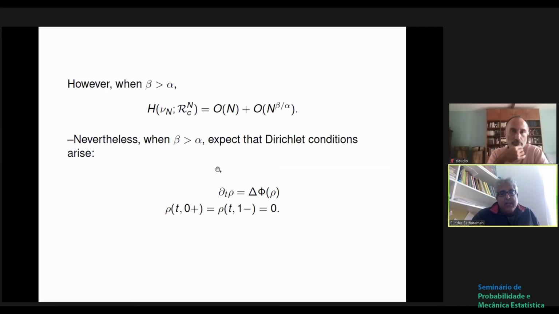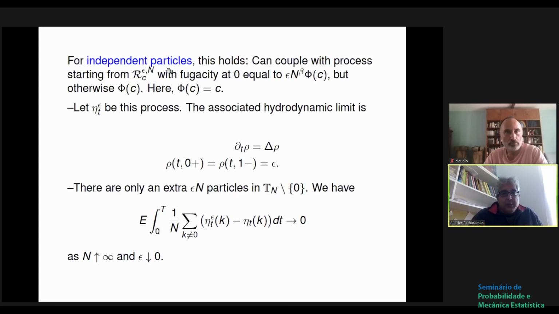But we expect that in the bulk you still satisfy the heat equation, but now you should have Dirichlet boundary conditions like this. So the mass is, in the macroscopic time t, as t goes to infinity, all the mass will get sucked into the macroscopic site zero. So this is what we expect, and we can do this for independent particles. It's still open for us how to do it for interacting particles. For independent particles, there's some coupling that we can do, so that works out.